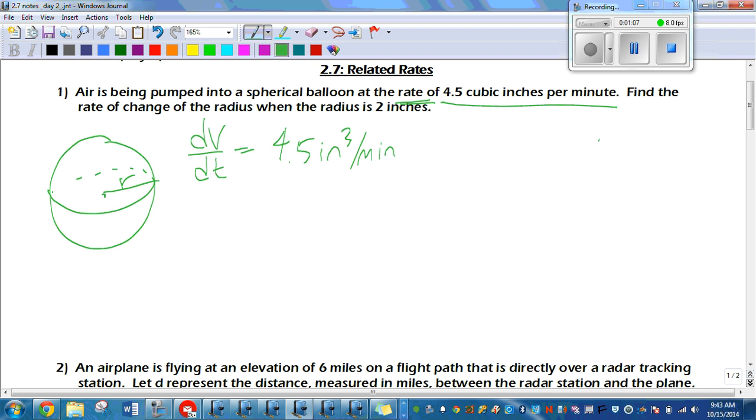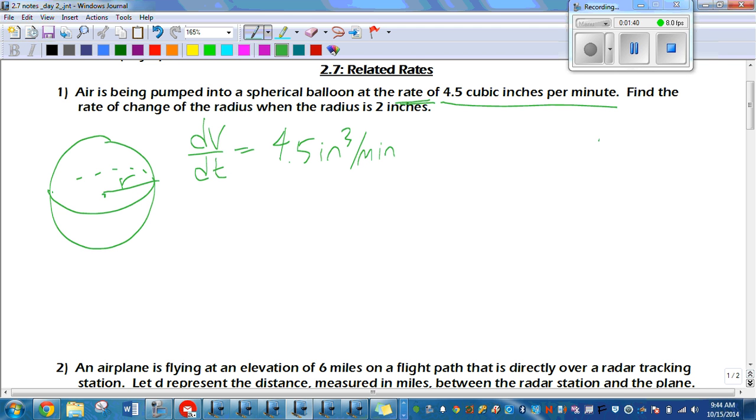Now, we have to always take into account, is it going to be a positive or negative rate? If the variable is getting bigger, then the rate's going to be positive. If the variable is getting smaller, the rate is negative. So here, air is being pumped into the balloon, so that means the volume of the balloon is getting larger. So this rate is going to be positive. If we switch this problem around and said that air was leaking out of a balloon, then the volume would be getting smaller and this rate would be negative. So you need to kind of take that into account in these problems.